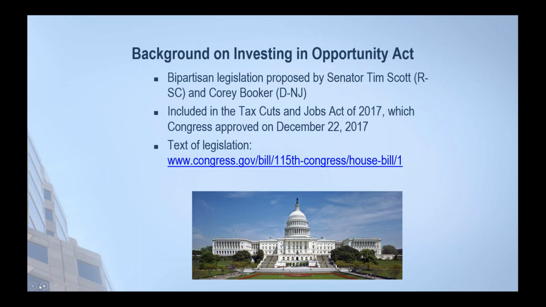There was a bipartisan piece of legislation proposed by Tim Scott from South Carolina and Cory Booker from New Jersey. It was introduced in the House as well by Pat Tiberi from Ohio and Ron Kind from Wisconsin. And when the tax bill that passed at the end of the year began to move, they were able to attach their legislation to the tax bill that got passed December 22nd and signed by President Trump. If you want to go deep, there is a link here on the legislation text, and you can take a look at a lot of details about the opportunity zones.